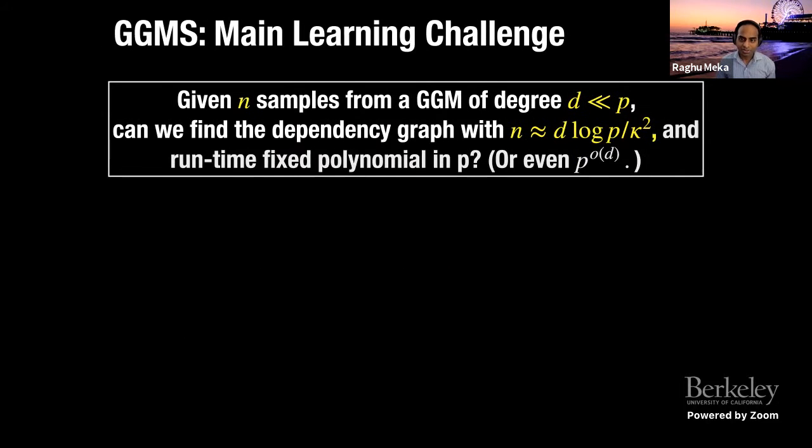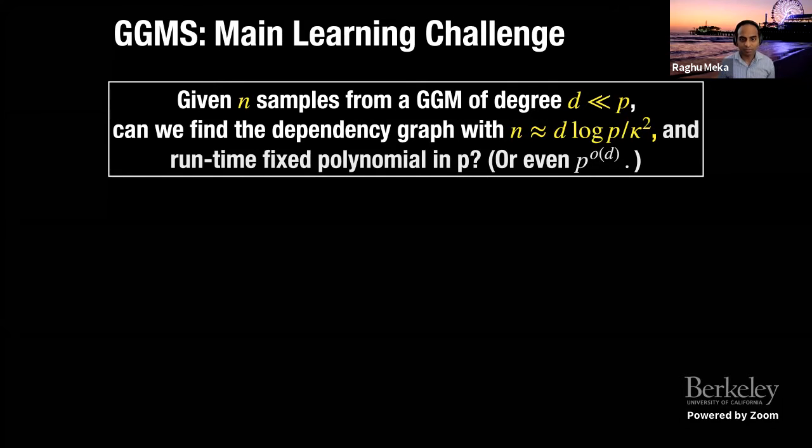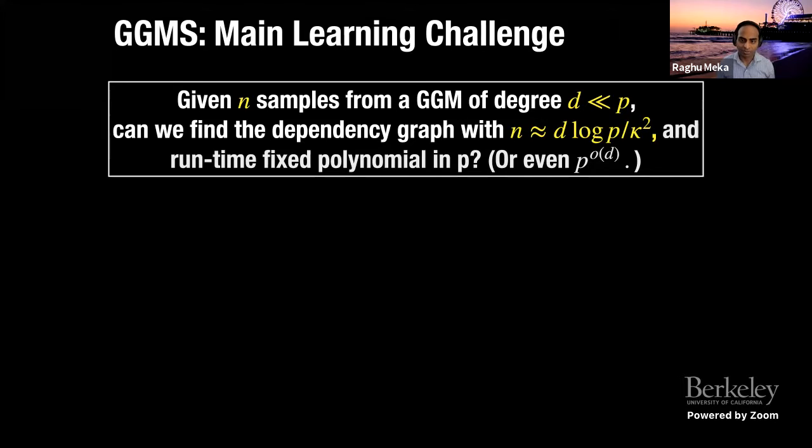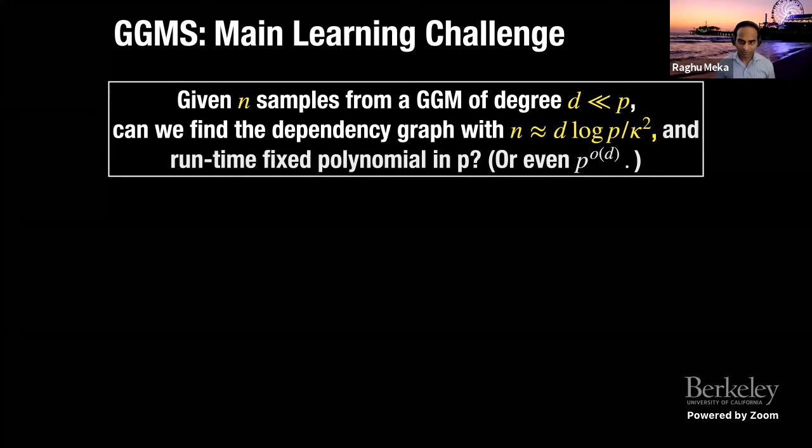So the concrete question now is, can I learn GGMs of degree much smaller than the dimension, where the number of samples is roughly d log p over kappa squared? The exact dependence on d and kappa could be worse. But I really want the runtime of the algorithm to be a fixed polynomial in p, something that doesn't grow with d. Can you even get p to the little o of d? That also seems not trivial.